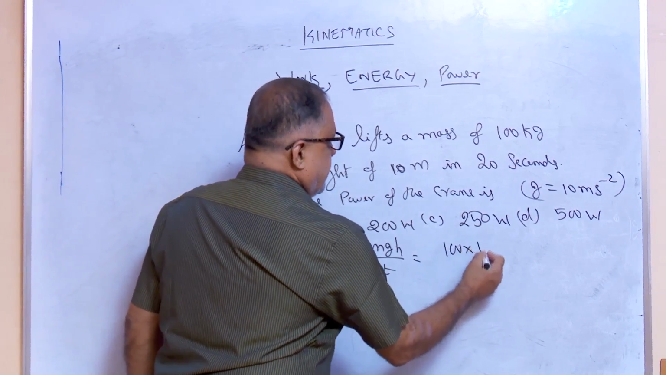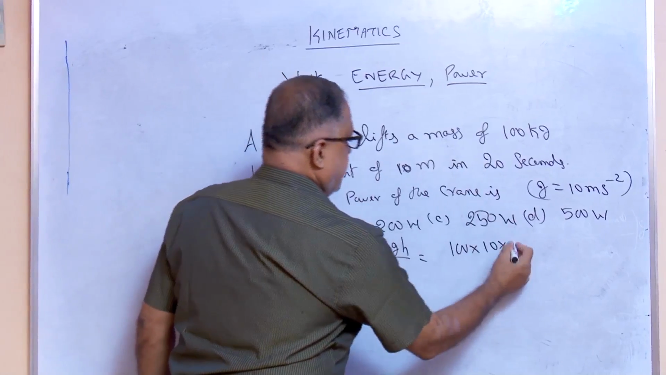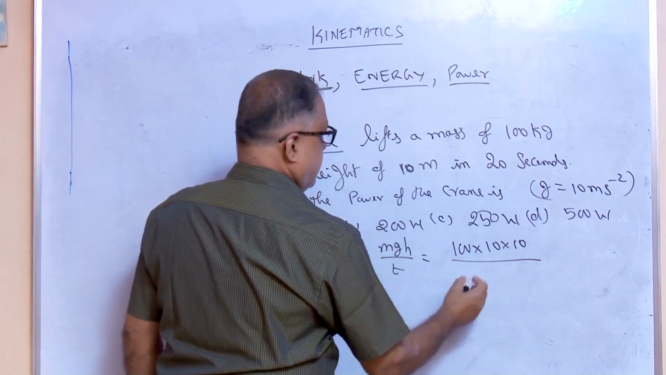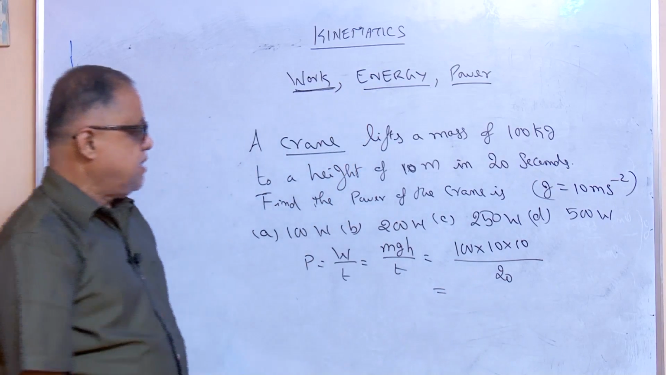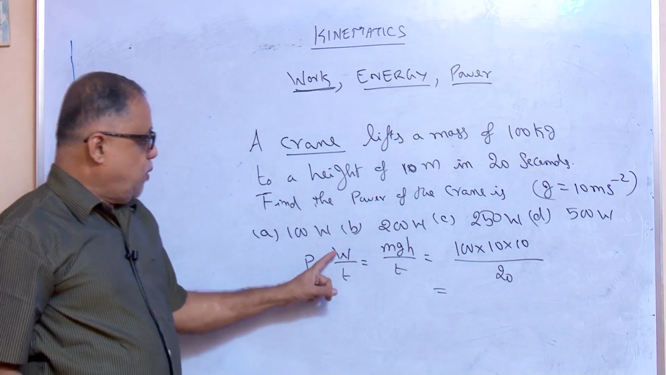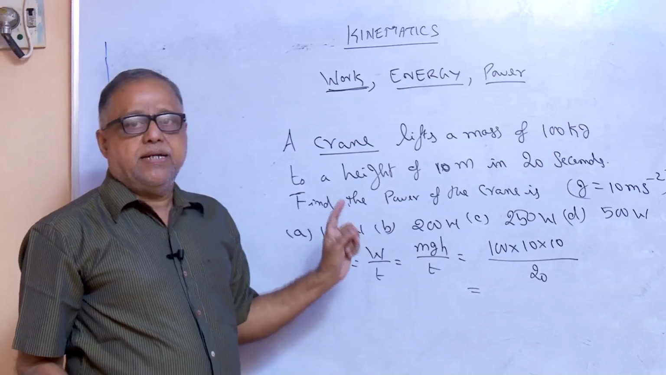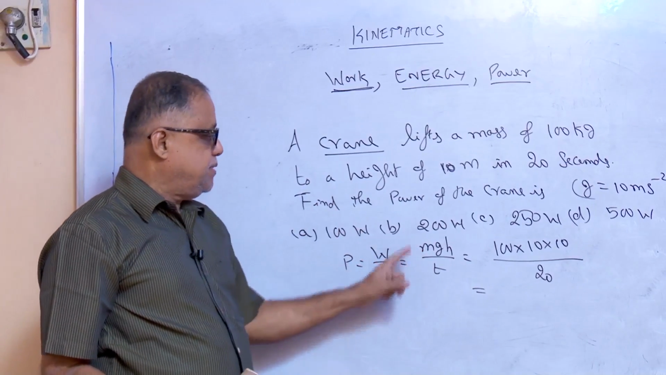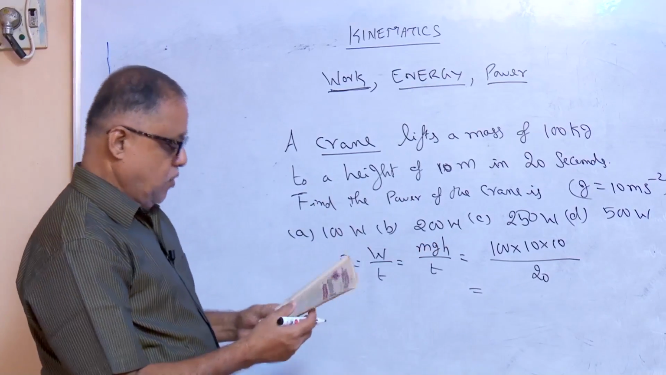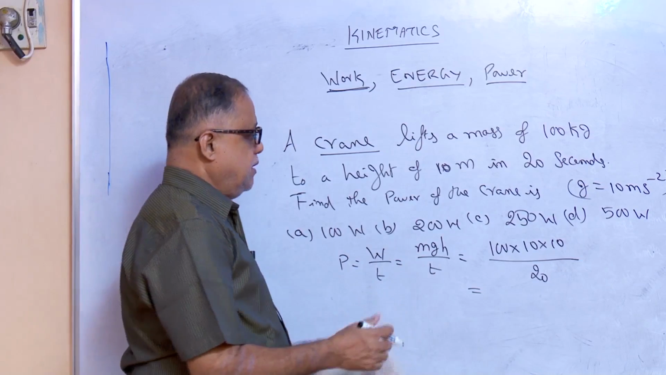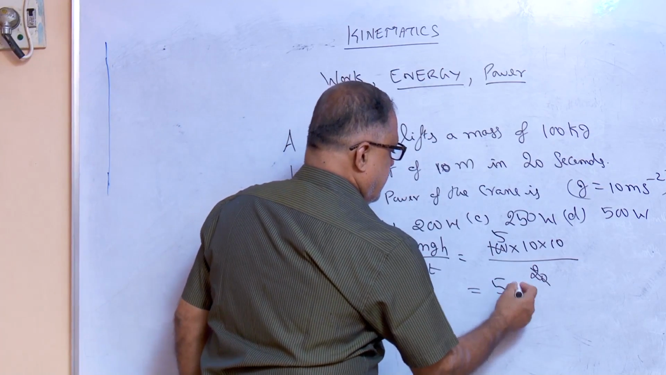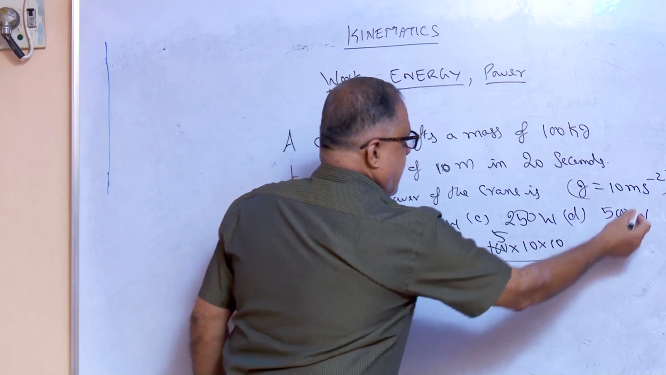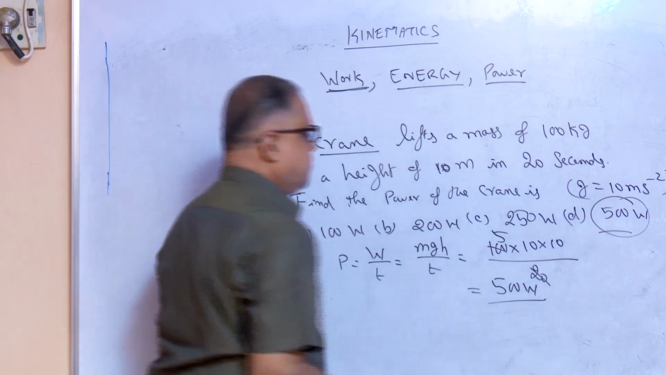100 into 10 into height of 10 meters, divided by time of 20 seconds. When you simplify this, applying the formula, work done is nothing but mgh. That is very important. When you solve it, you will get the answer 500. So the answer is D. This is the power of the crane.